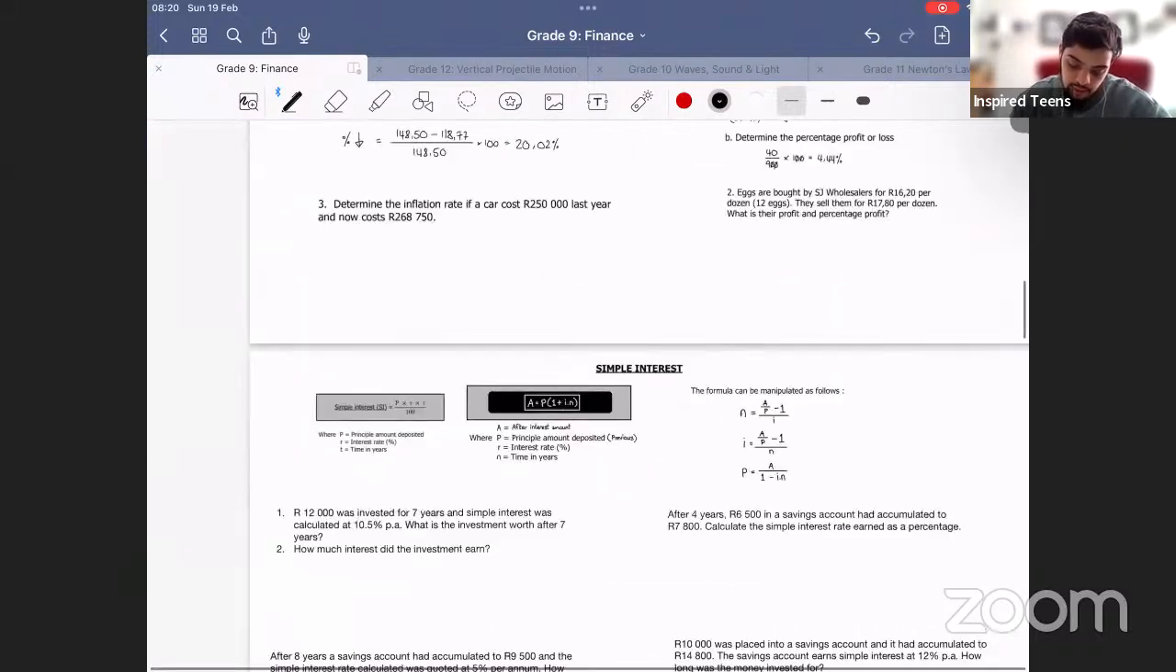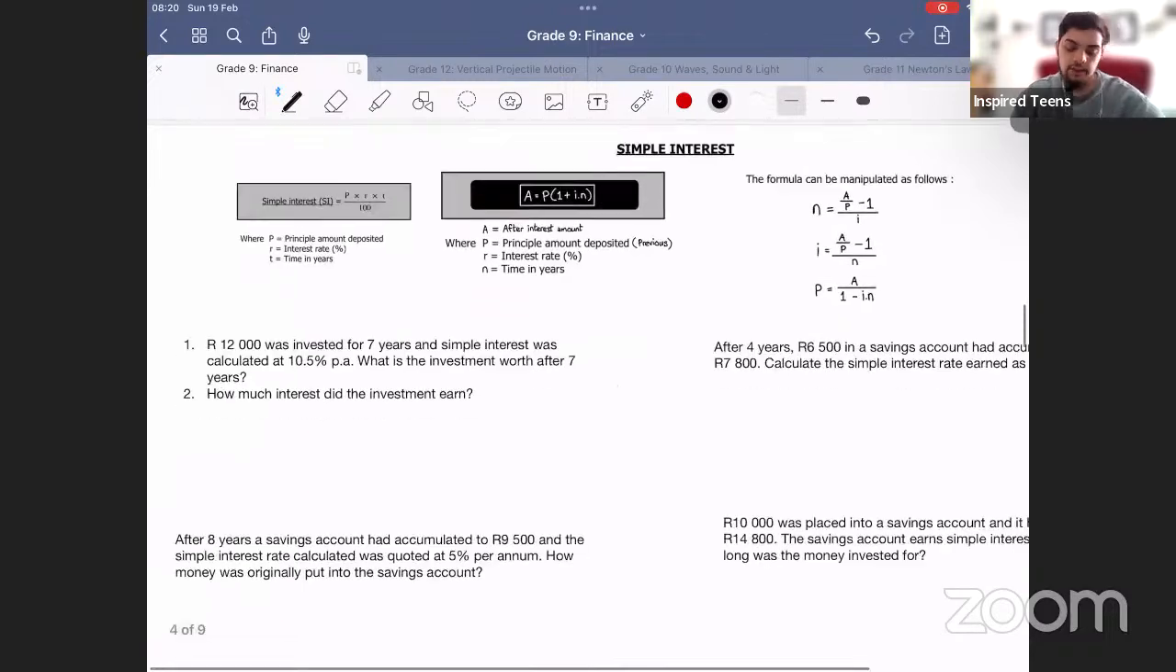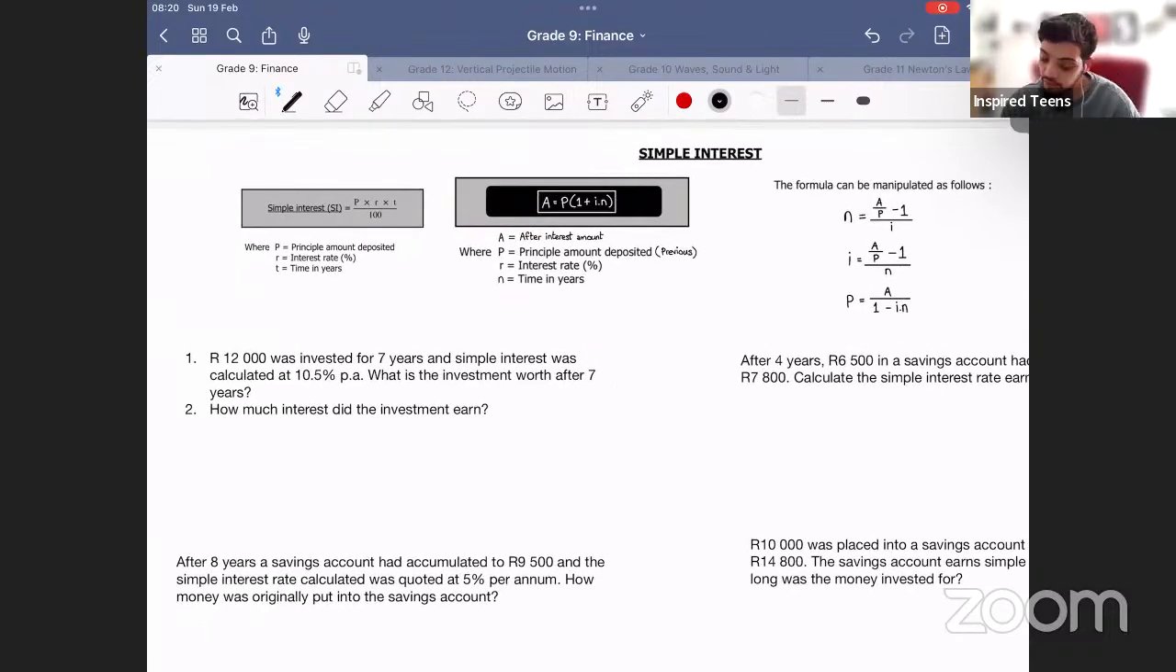Okay, let's move on. That last question you guys can do yourself. Let's talk about simple interest. This should be a revision from grade 9.